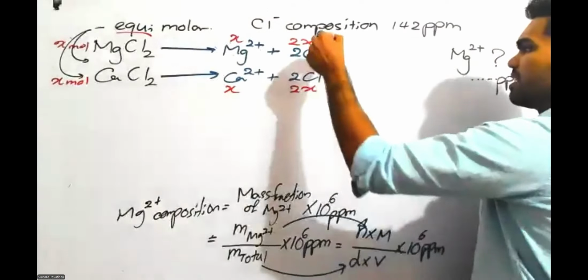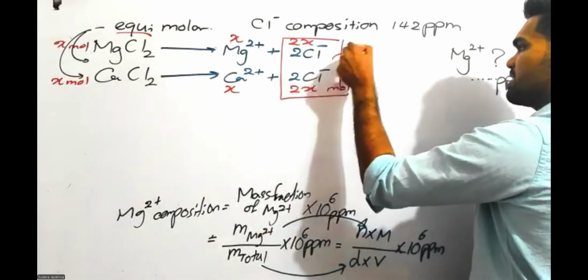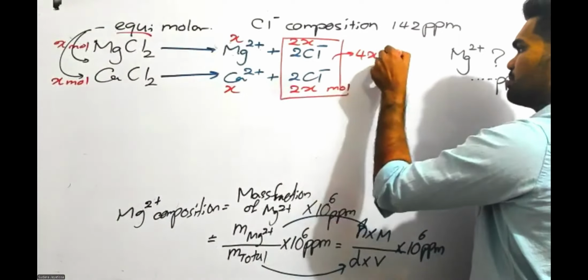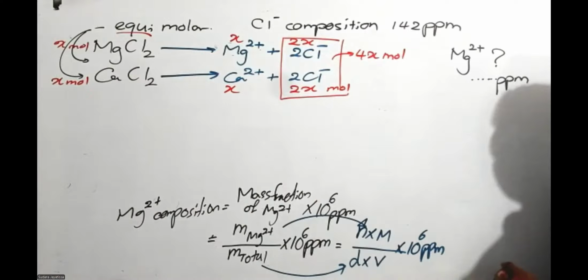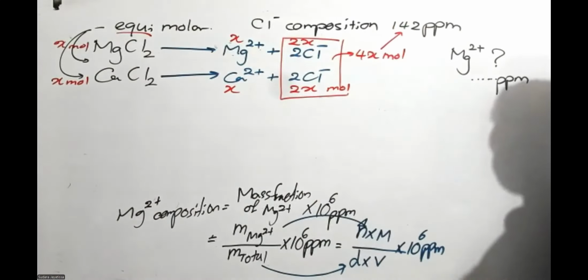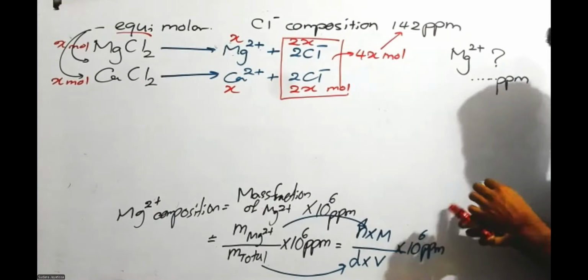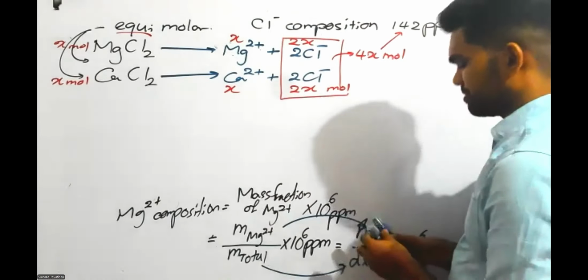So altogether, how many Cl minus moles will be there? You can say 4X moles are present. Understood? 4X moles are there. So that 4X moles is represented by 142 parts per million, ppm. Right. Now let's get an expression for the Cl minus composition also.